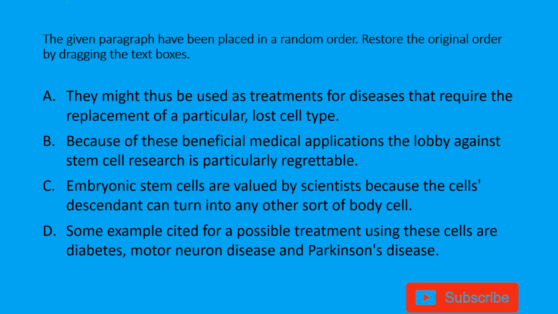They are using something for treatments and they require the replacement of a particular lost cell type. Now look at the third sentence again, the embryonic stem cells one. What they are saying is that descendant cells can turn into any other sort of body cells. So in the first sentence, they are also talking about the replacement of a particular lost cell type. So there is a connection between these two sentences. So our first sentence is embryonic stem cells, and our next sentence would be "they might thus be used as treatments". So "they" is pointing to embryonic stem cells.